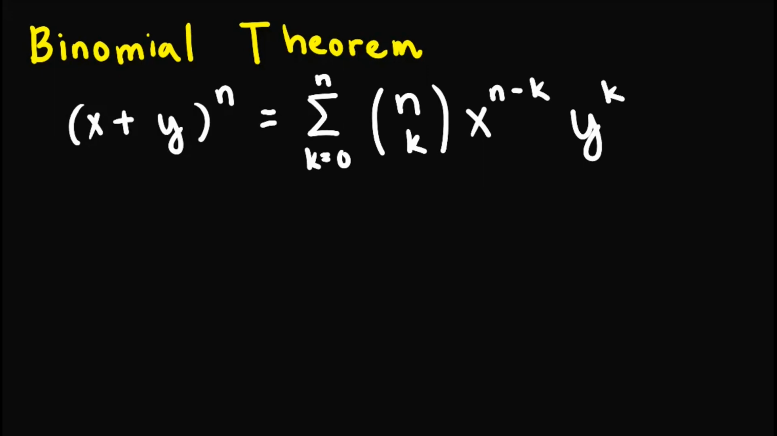Now note that if you don't know or haven't encountered combinatorics, this one out here is equal to n factorial all over k factorial times n minus k factorial.